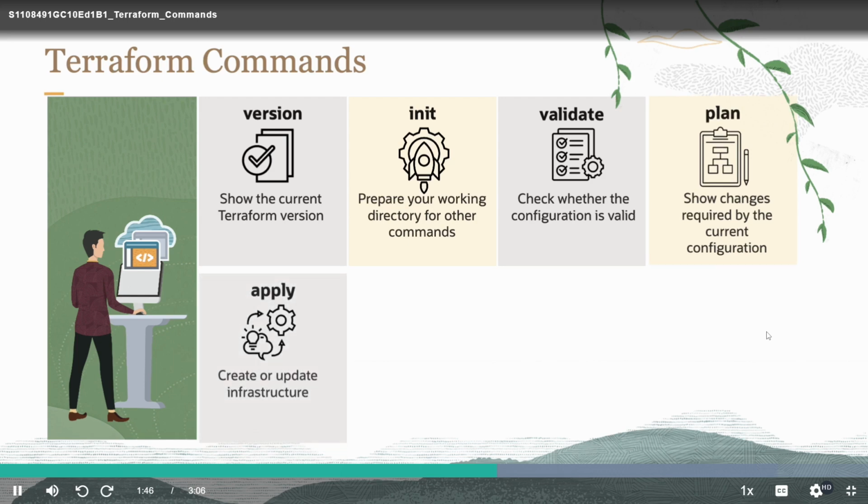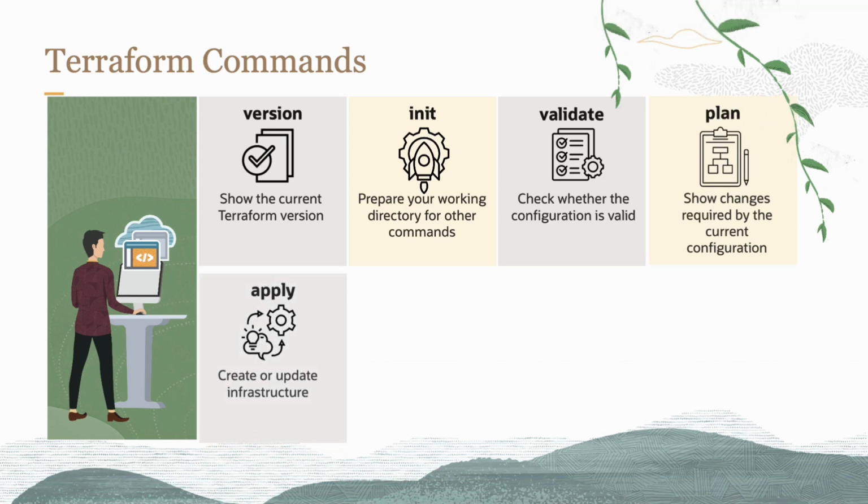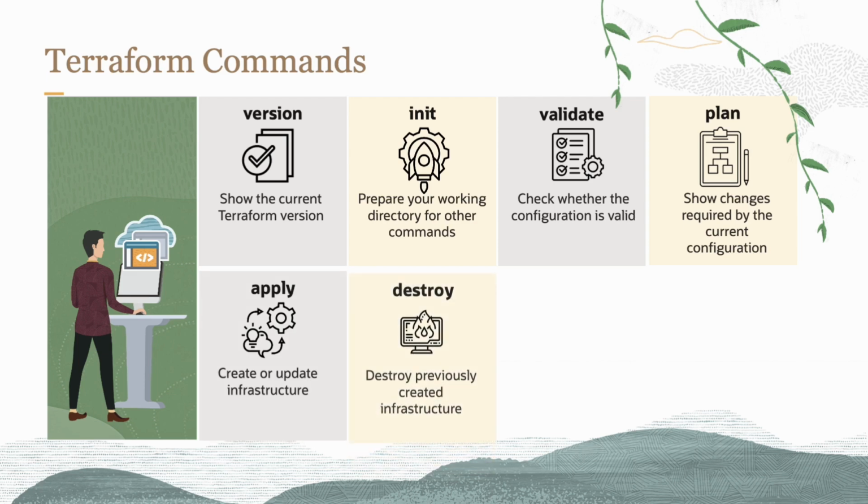Next is apply. This command executes the actions proposed in the execution plan generated by terraform plan. It creates, updates, or deletes resources to match the configuration. Apply is where your planned infrastructure changes are realized. After that, we have destroy. This command is used to delete all the resources defined in your Terraform configuration. It's useful for tearing down infrastructure that is no longer needed, ensuring a clean and controlled removal of resources.